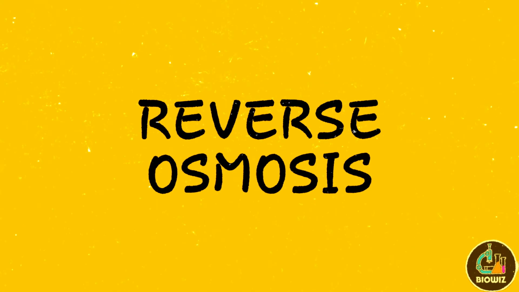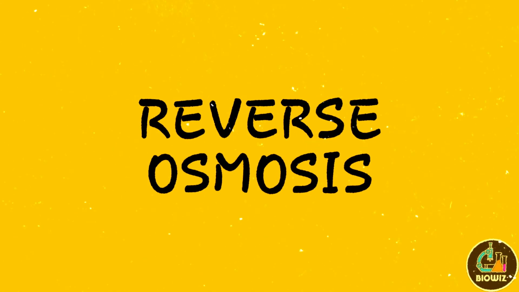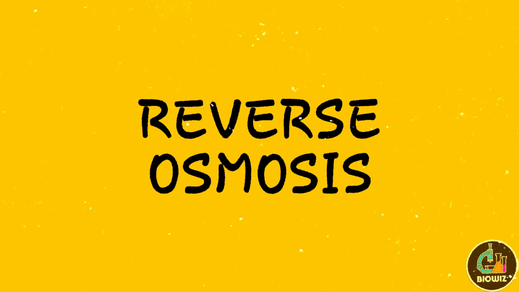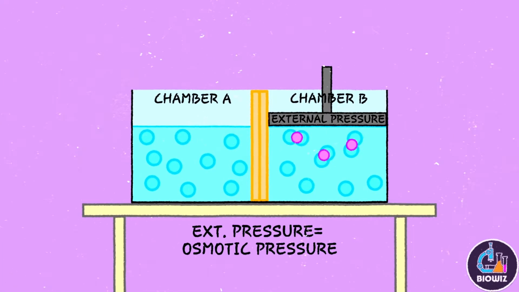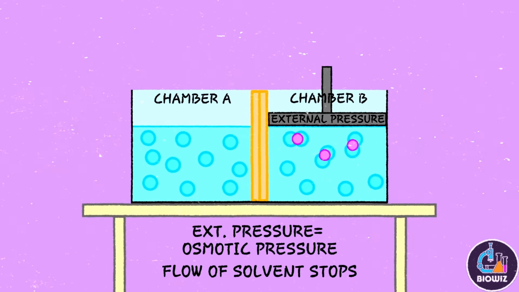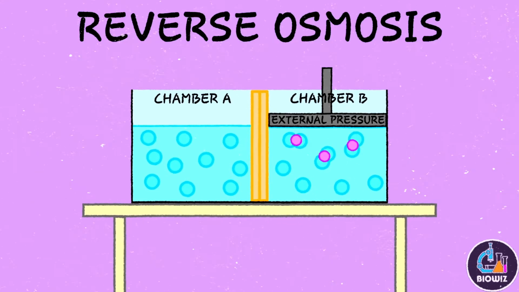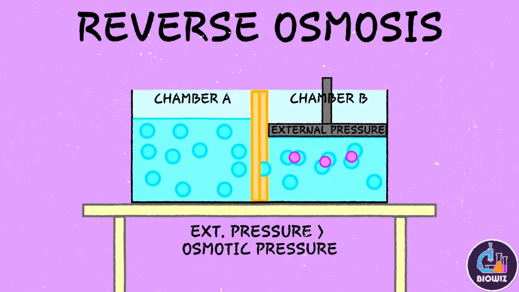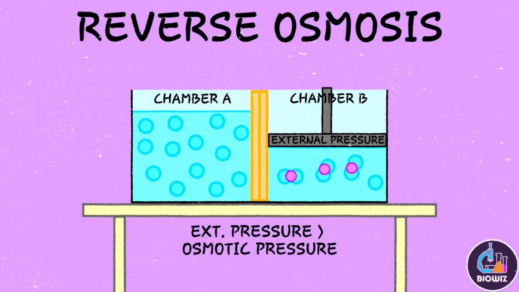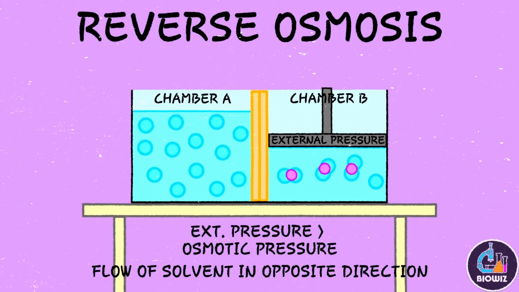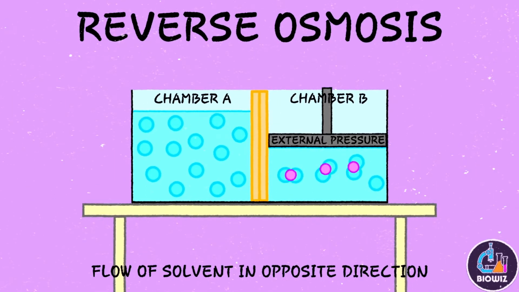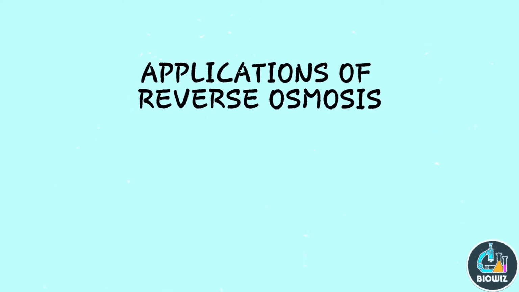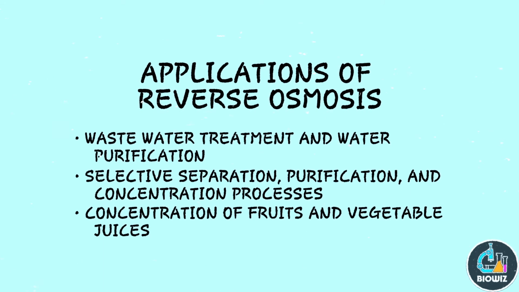Having cleared the concept of osmotic pressure, now let's try to understand what is reverse osmosis. Applying an external pressure equal to the osmotic pressure of the solution will stop the osmosis process. But if the magnitude of external pressure exceeds the osmotic pressure, it will result in backward flow of water molecules, that is, from chamber B to chamber A. This process is called reverse osmosis and has several applications.